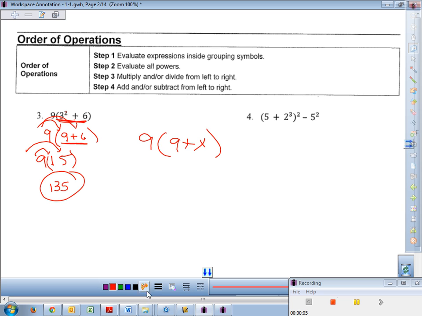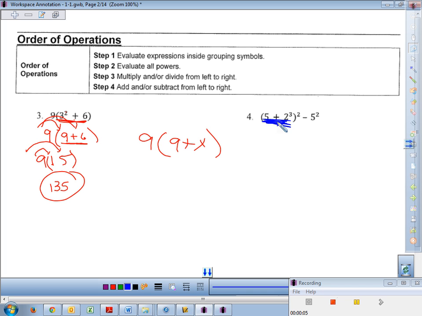Next guy. Holy crap, there's a lot of things going on. Take it one step at a time. First, are there grouping symbols? Yes, there are parentheses, so we've got to look in there. So here's some stuff in there. There's addition, there's an exponent, right? We've got to do the exponent first.